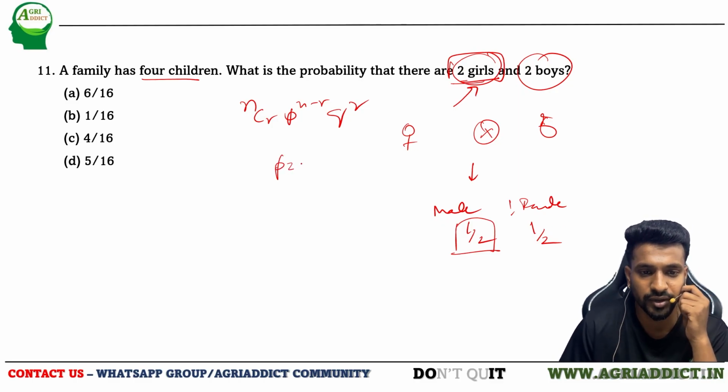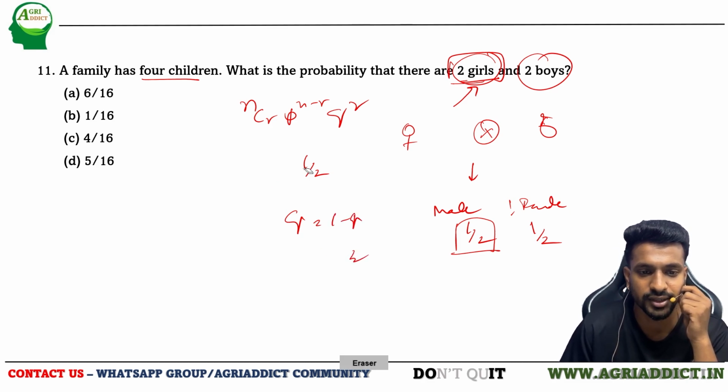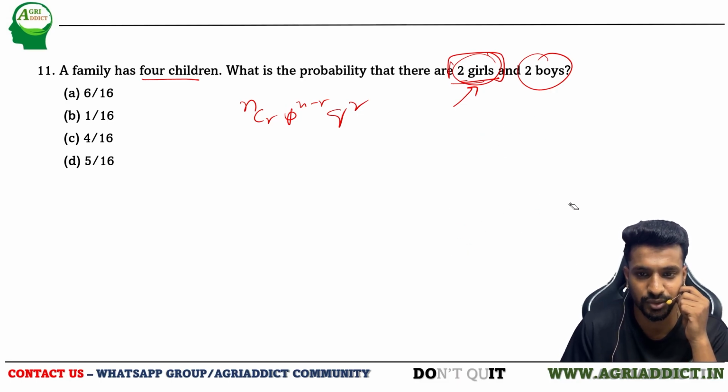So p will be equal to half, the probability of sexes. And what will be q? q is nothing but 1 minus p. It will again be equal to half. And what is r here? Since we are considering a single event, which is the probability of getting 2 girls, the r value is equal to 2.